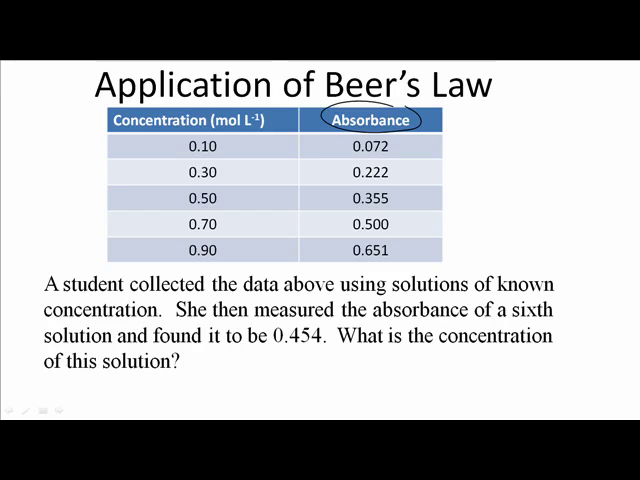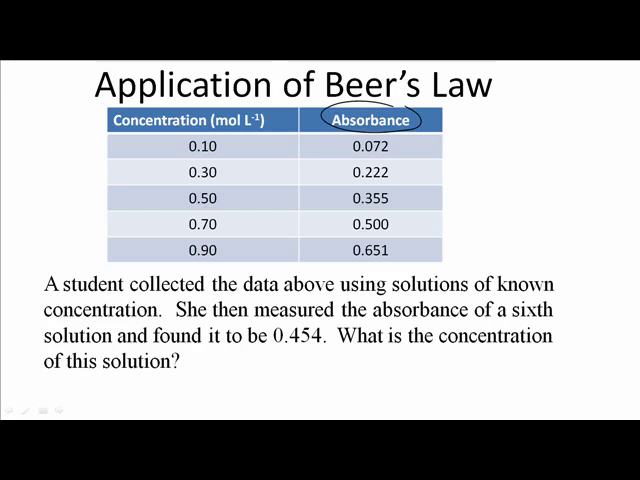Low concentration means it's not going to absorb a lot of the light that's passed through it. So a student collected the data above using solutions of known concentration. She then measured the absorbance of a sixth solution and found it to be 0.454. What is the concentration of this solution?